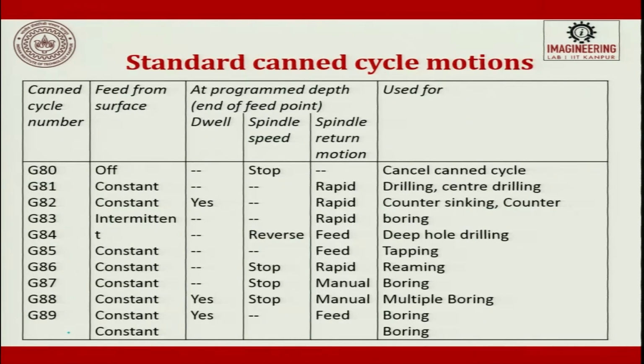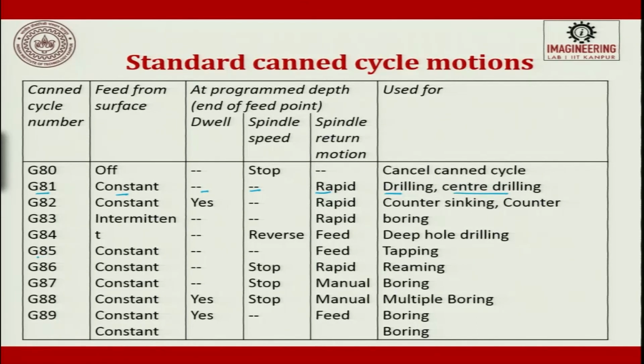The various canned cycles and their numbers are given for your understanding. Let us take only one. Let us take G81, where the feed from the surface is constant. There is no dwell, and the spindle speed will be the same. When it is returning back, it will have a rapid speed. All the drilling cycles and center drilling will use it.